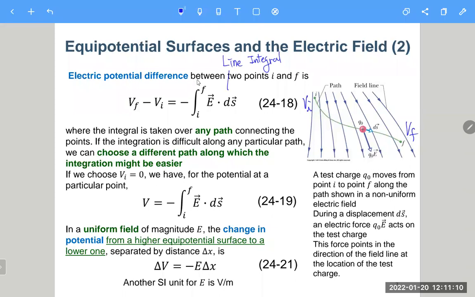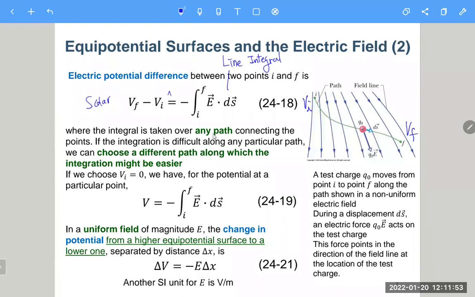Within the integral we have E dot ds, both of which are vectors. As we have a dot product between these two vectors, it becomes a scalar. So we are integrating a scalar, and the answer will still be a scalar. Then of course we integrate from the initial point to the final point, with a negative sign in front. Actually, this is a definition.